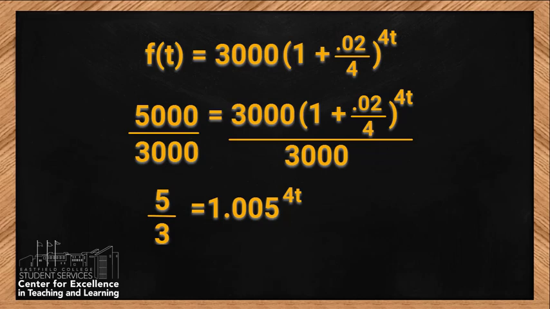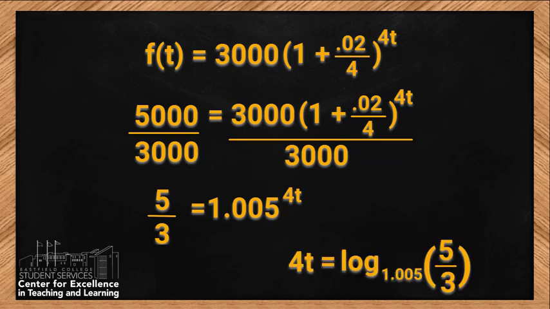And so you could rewrite this in log form. You could say this means that you have a log base 1.005 of 5/3 equals 4t. And then if you divide both sides by 4, you could solve for t.